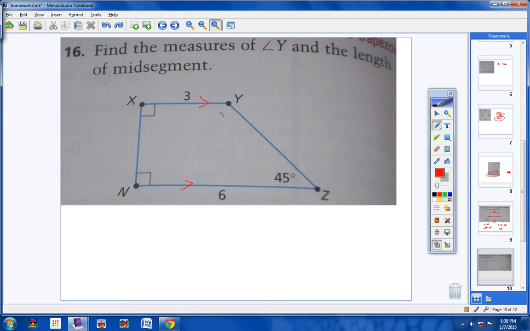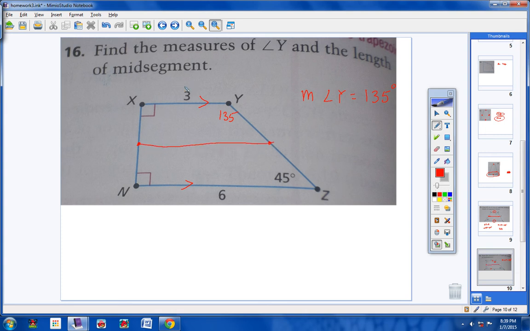Then this right here will be 135. So the measure of angle y equals 135. Now, find the length of the mid-segment. Well, once again, here's the midpoint of your leg. Here's the midpoint of your leg. Draw the mid-segment. How do you find the length of that line?